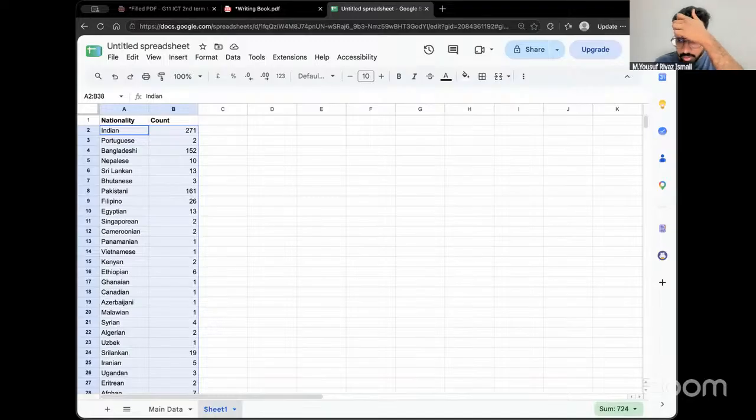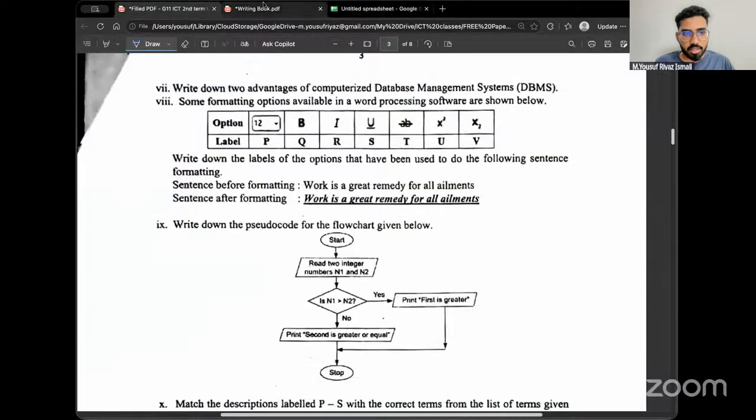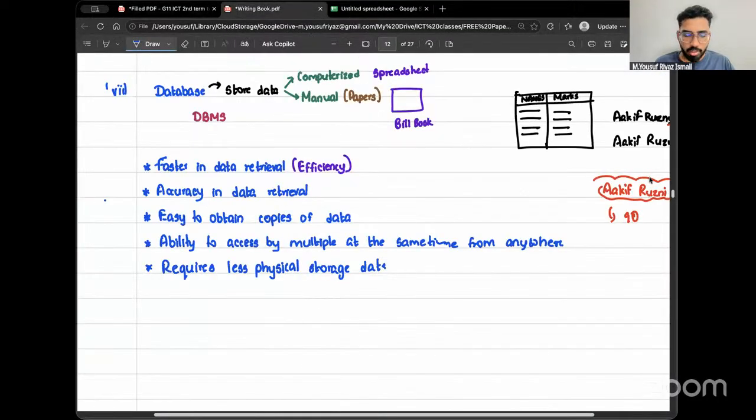Perfect. Is it wrong if I didn't mention the word physical? They might not give you marks, so better mention the word physical. You might get marks now, but in exams it's risky. Don't take the risk. Can access from anywhere. That's what I mentioned: ability to access by multiple people at the same time from anywhere. So that answer is correct.